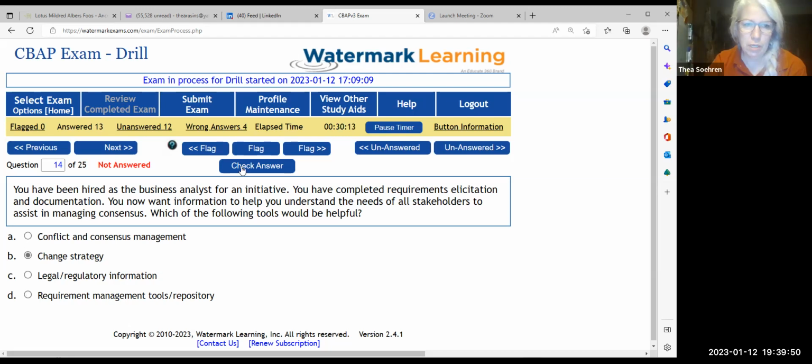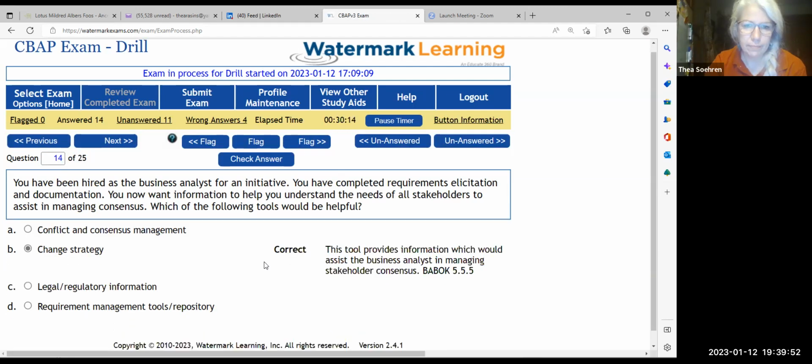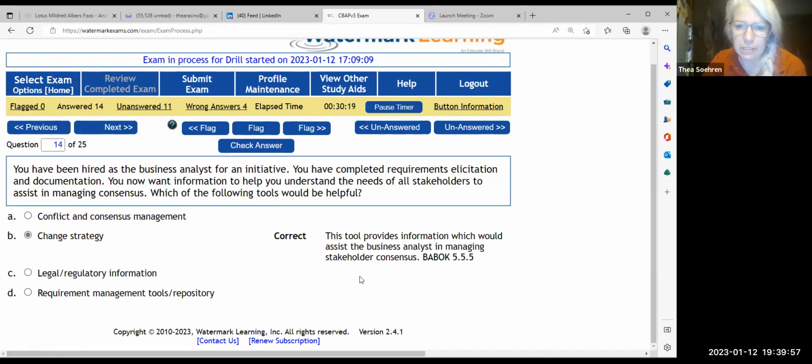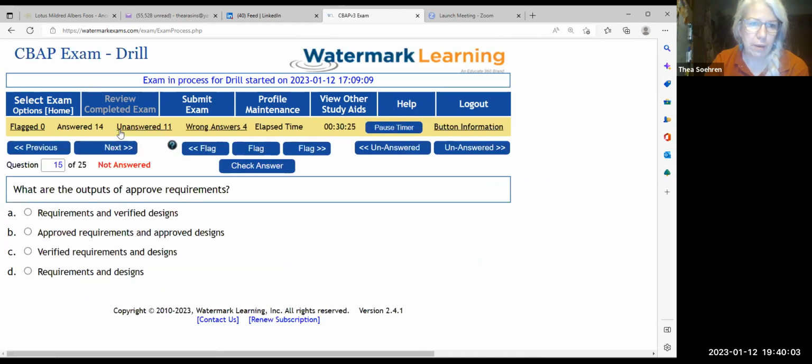Okay, I'm going to check answer B. Yay! The tool provides information which would assist in the business analysis and managing stakeholder consensus, which is called change strategy. Okay, guys, remember that one.